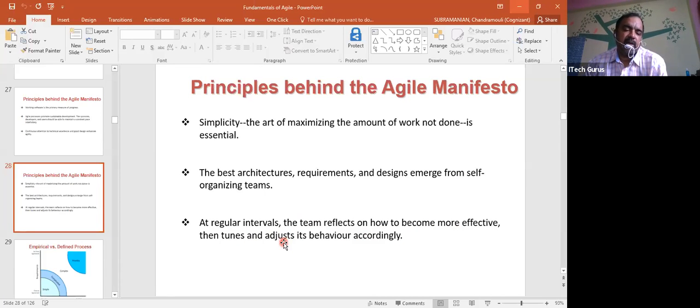Okay, team, any questions on here? So far we're talking only about general Agile, right? Maybe once we get to Scrum, we will deep dive into this concept further.